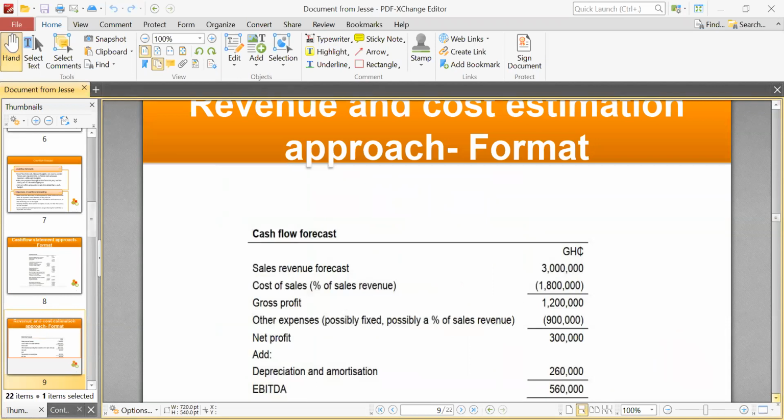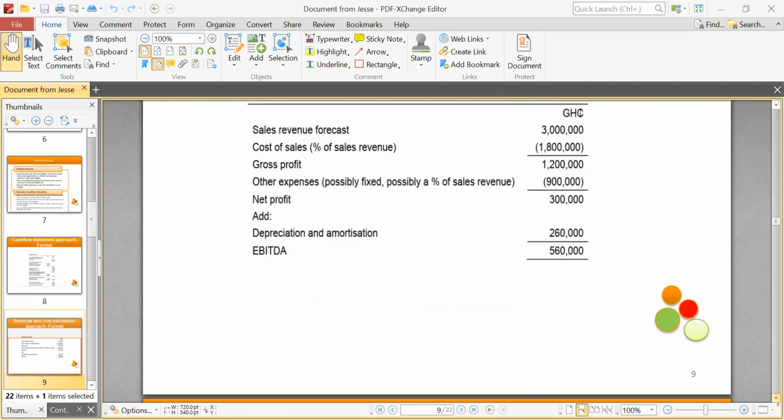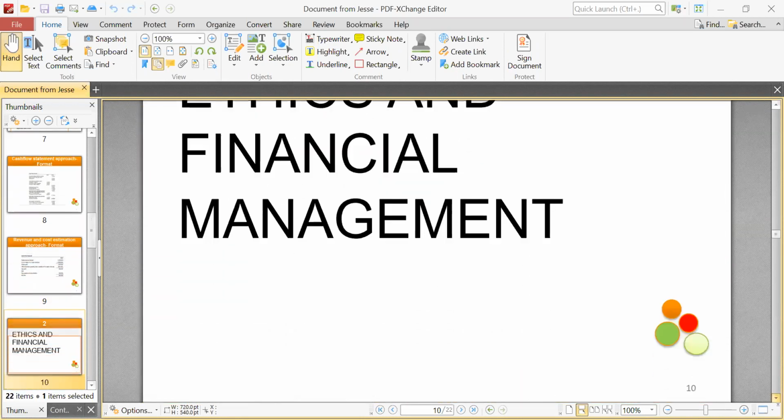Now there's something we call the revenue and cost estimation approach. It's nothing scary. It's just what we know as a P&L. So I won't talk about it too much.